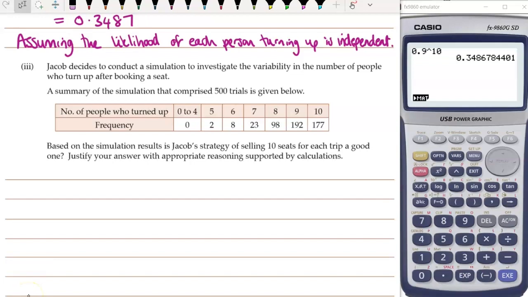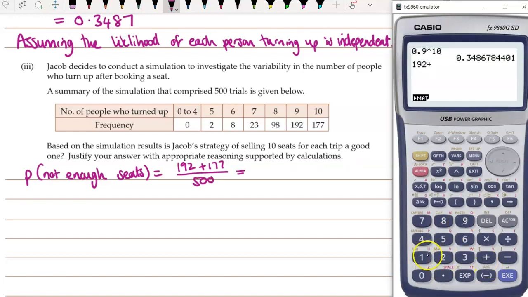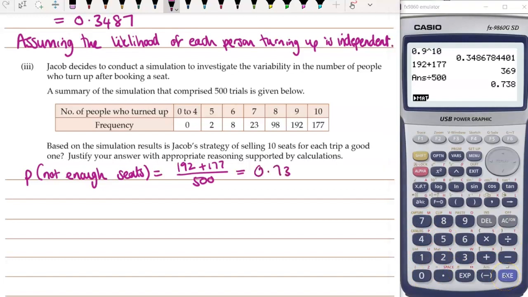Okay, so is Jacob's strategy of selling 10 seats for each of the trips a good one? So I'm going to start by looking at where he would get into trouble with that method, and that's when too many people turn up, when we've got 9 or 10 people turn up. So the probability of not enough seats is going to be 192 plus 177 out of our total of 500 trials. It's quite a lot. So let's do this now. 0.738. So 74% of the time, he's going to have to tell people that he can't take them when they've booked. That's not good for his business.